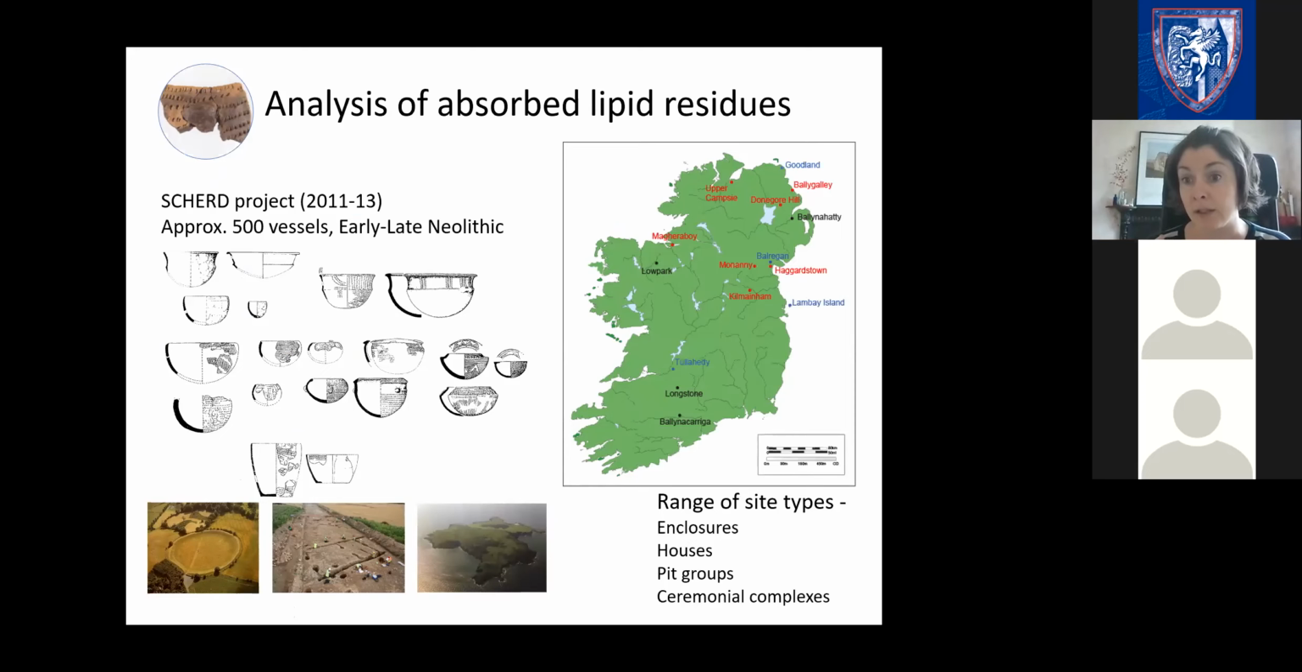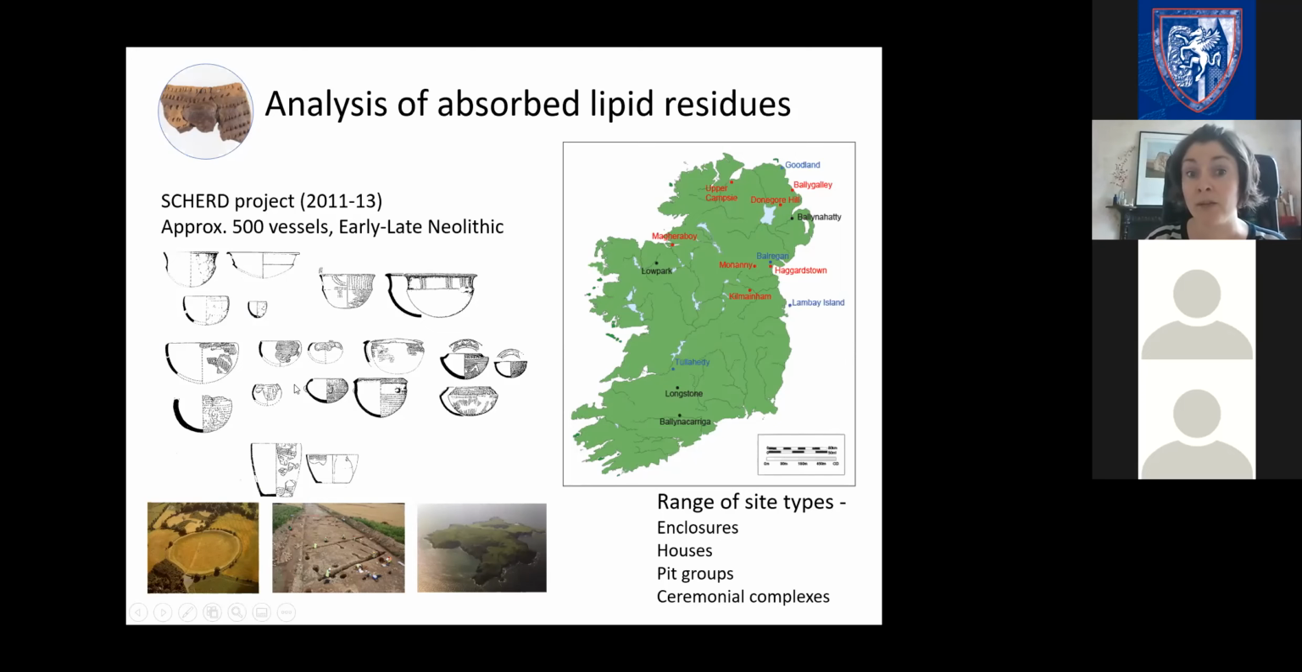I had a fair idea going into this project, a very good idea, that lipid analysis was really useful for Irish material in particular, because we don't have that survival of animal bone that you can reconstruct husbandry practice from. Knowing that, a lot of information you can actually get from the pottery sherds.